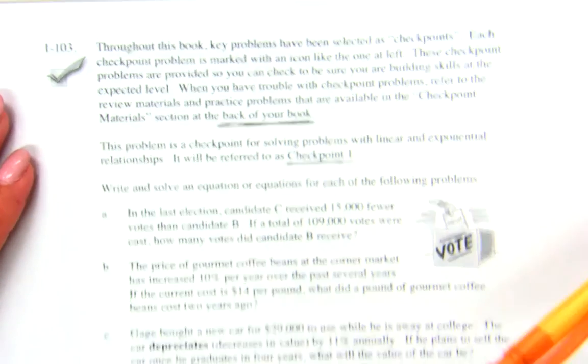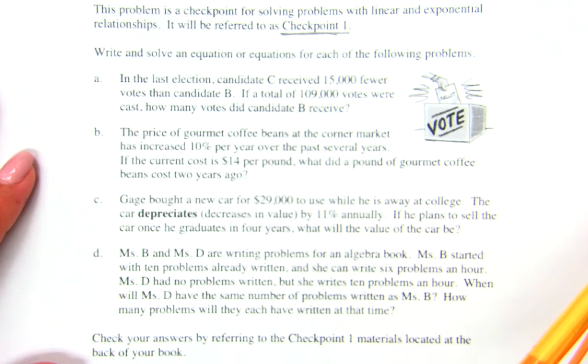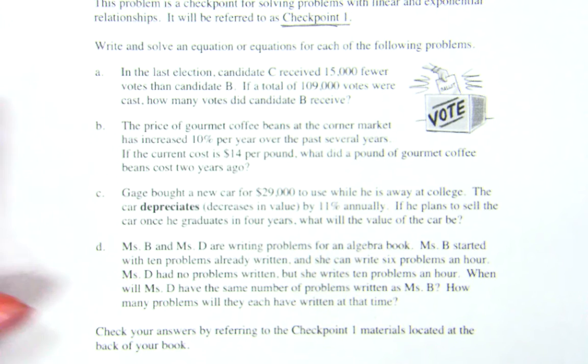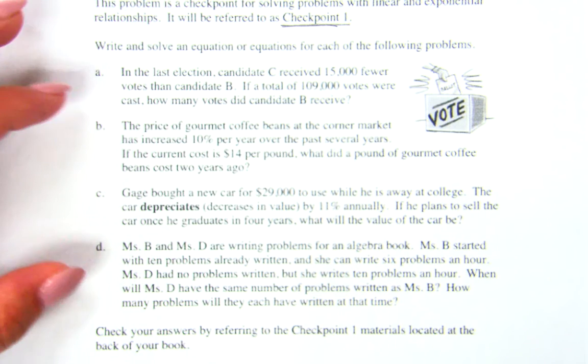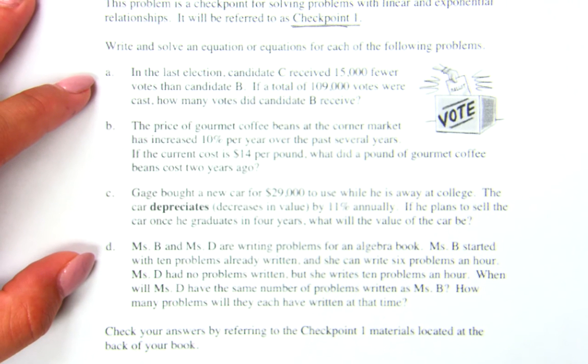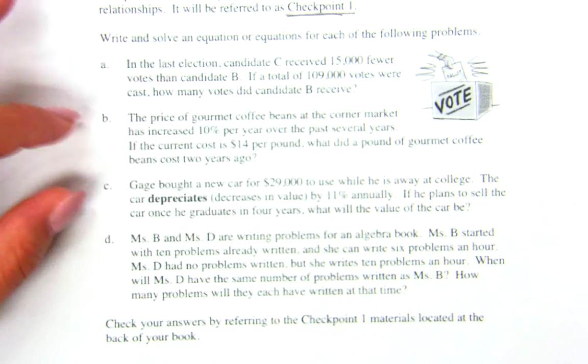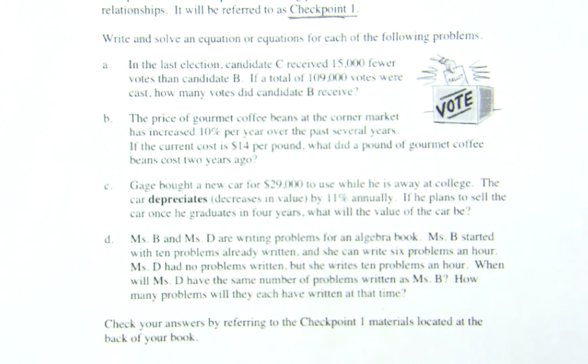In all of these, the only one I will actually do is B, because B is talking about exponential equations, and some of you haven't gotten to that. But A, C, and D, oh shoot, that's depreciation too, B and C. Well, A and D you should be able to handle on your own. Check your answers by referring to checkpoint 1 materials located at the back of your book. So I'm going to do B and C. I'm going to set you up for B and C in a second here.